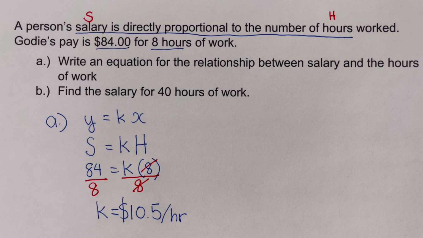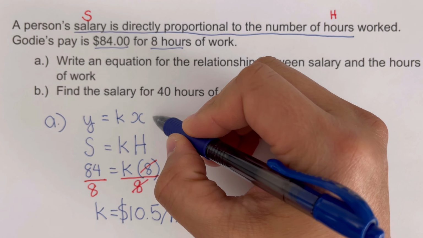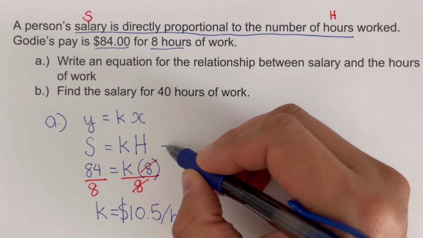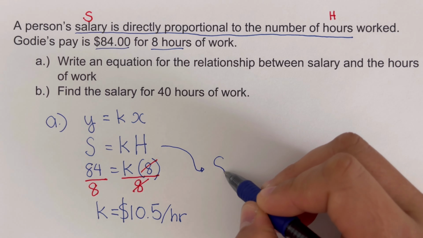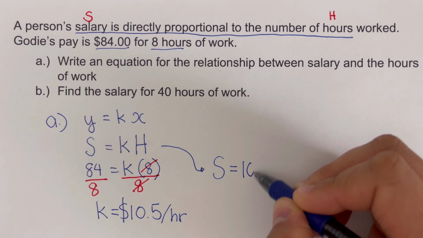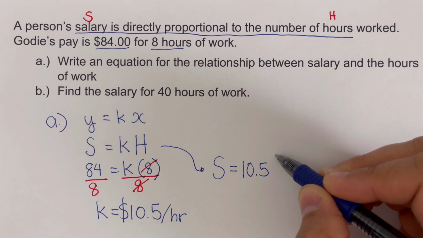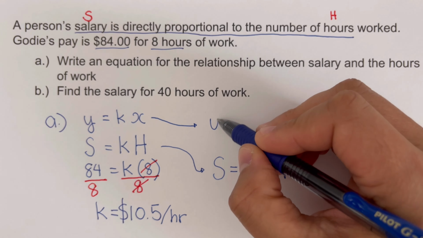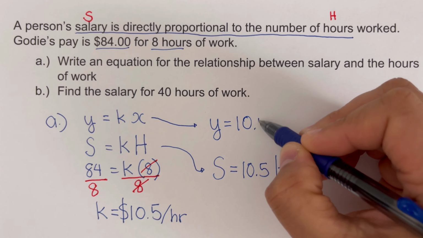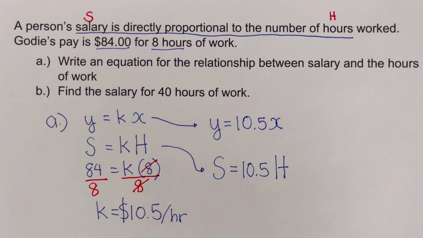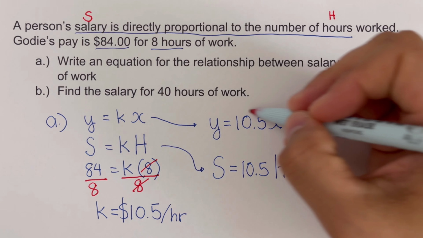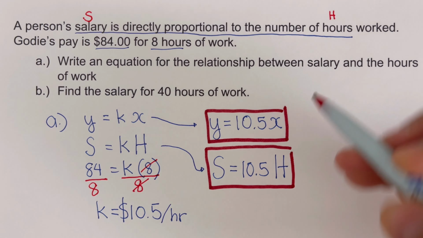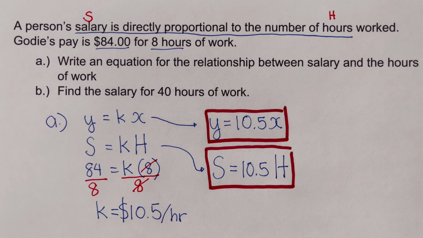That should be fine. So then we can go ahead and say that our equation, we go back to the original equation that we got. Let's just use this. We can rewrite this as S equals 10.5H. Or if you want to use the y and x variables, that would be y equals 10.5x. Any of these should be correct. So we can use X and Y, or you can assign any letter in the alphabet. In this case right here, I write S for salary and H for hours.